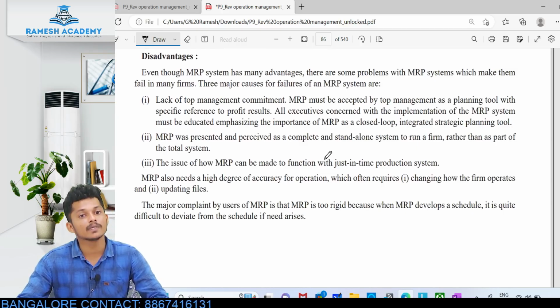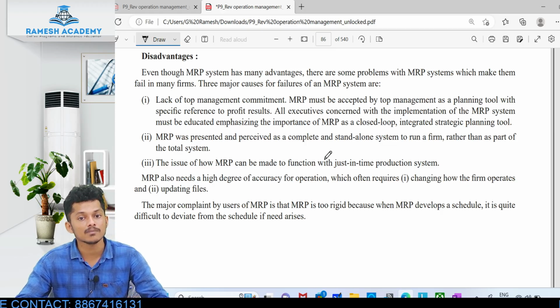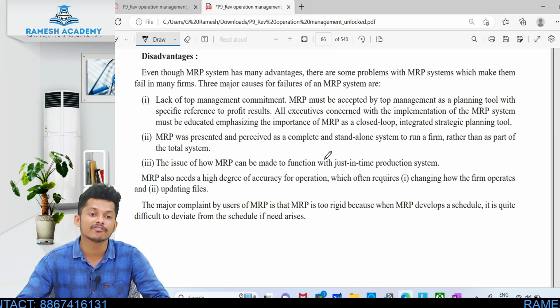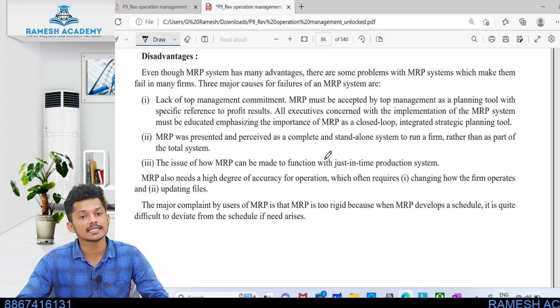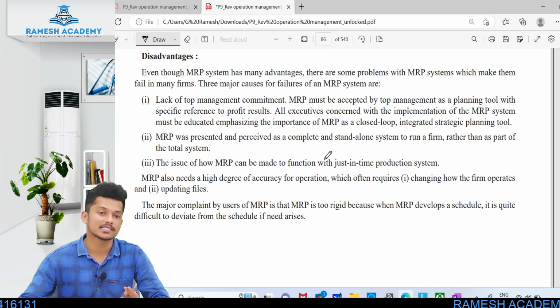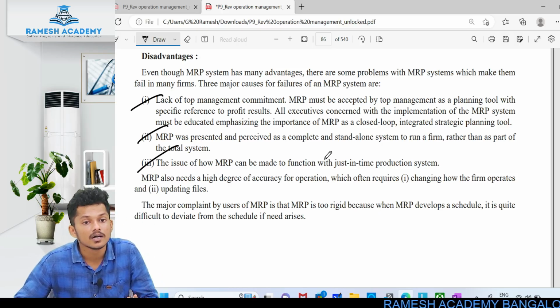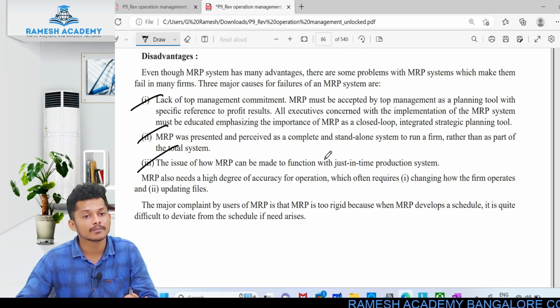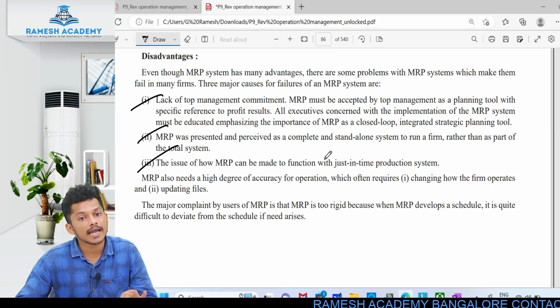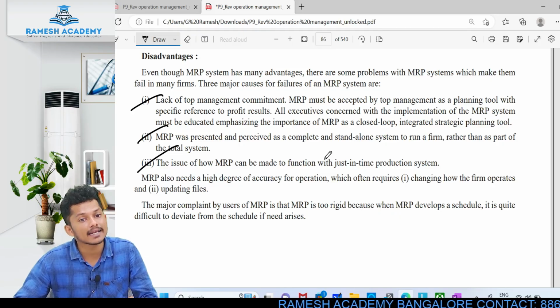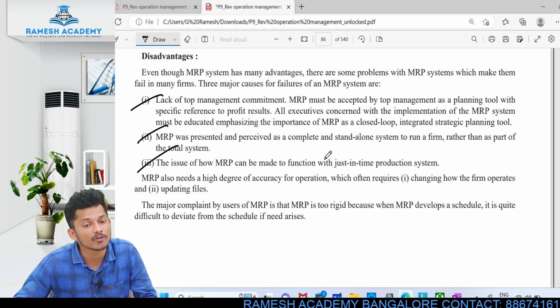Even though the MRP system has many advantages, there are some problems with it which make it fail in many firms. Three major causes for the failure of an MRP system are, see what those three are? Lack of top management commitment. MRP must be accepted by the top management as a planning tool with specific reference to profit results.